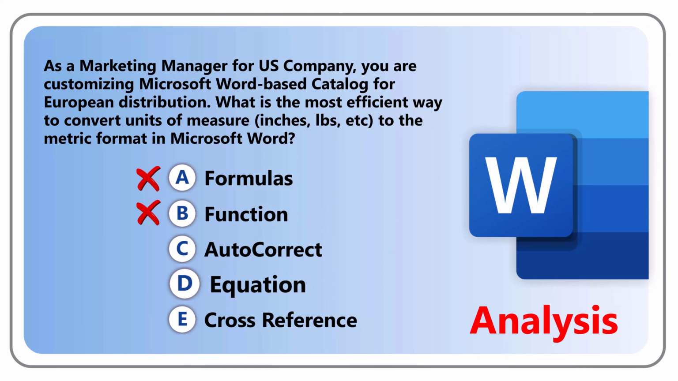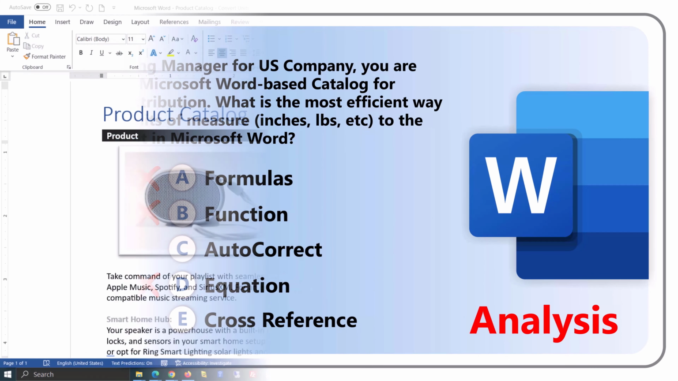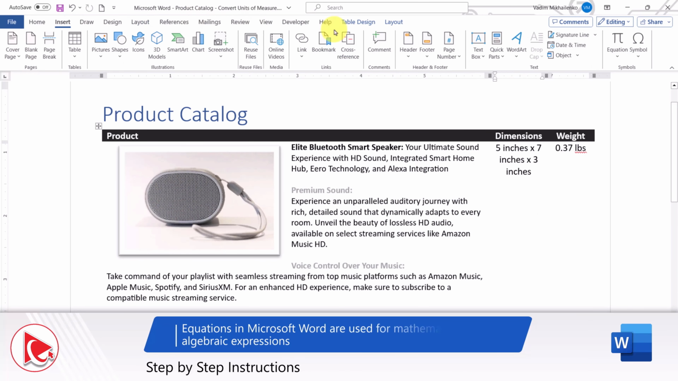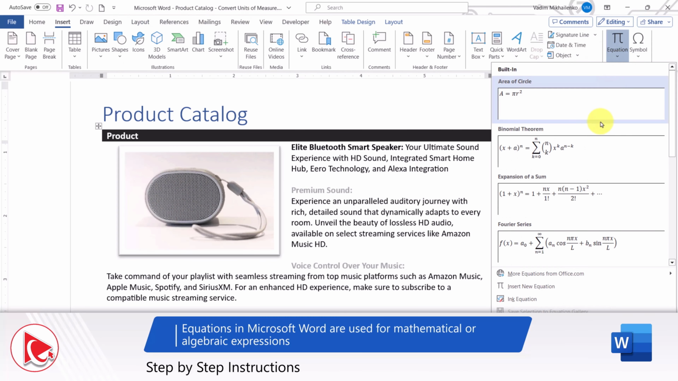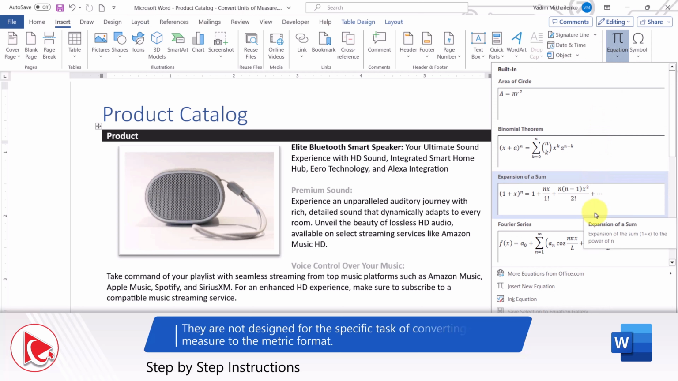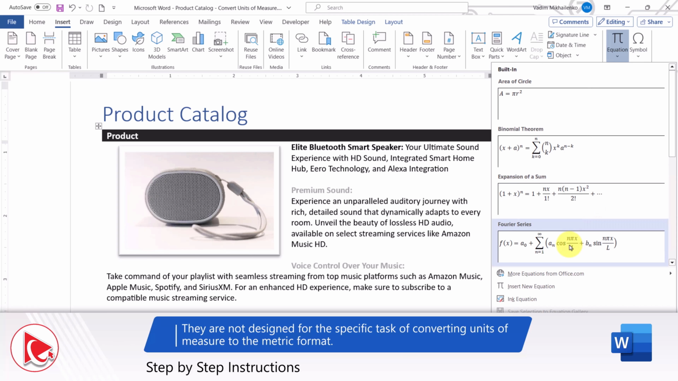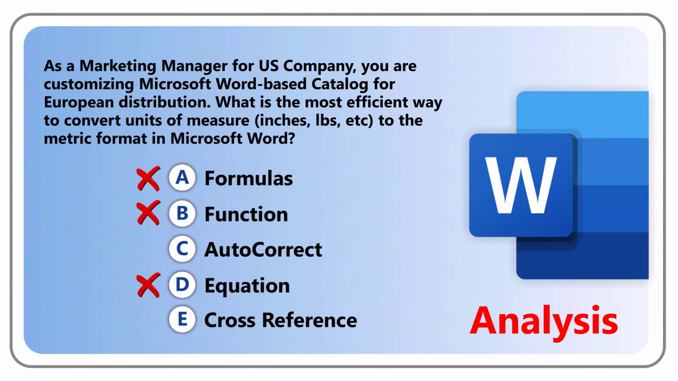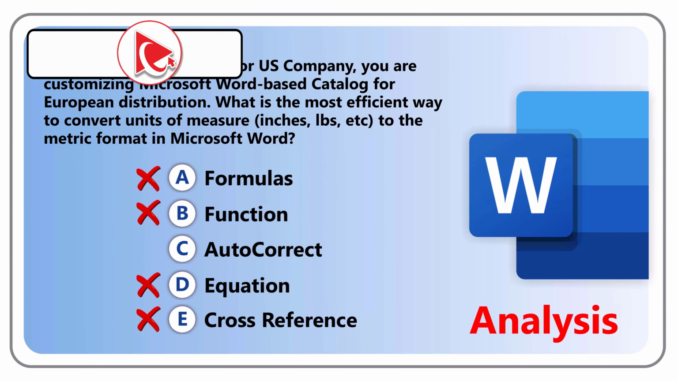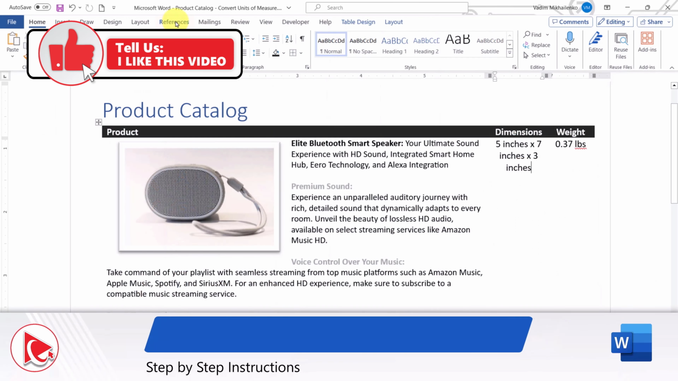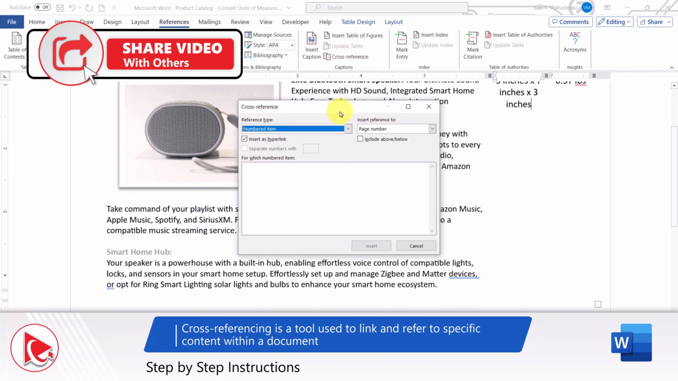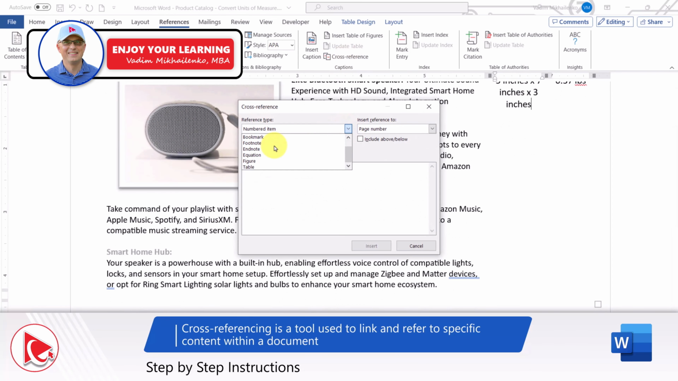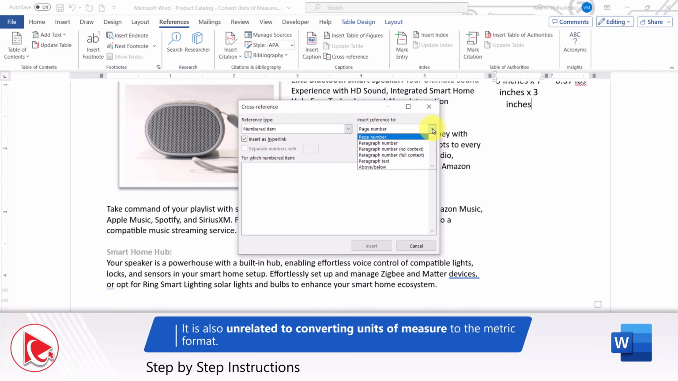I think choice D, equation, is also incorrect. Equations in Microsoft Word are used for mathematical or algebraic expressions. While they can handle unit conversions theoretically, they are not designed for the specific tasks of converting units of measure to the metric format. And I hope you're not surprised that choice E, cross-reference, is also incorrect. Cross-referencing is a tool used to link and refer to specific content within the document, such as figures, tables, or headings. It is unrelated to converting units of measure to the metric format.